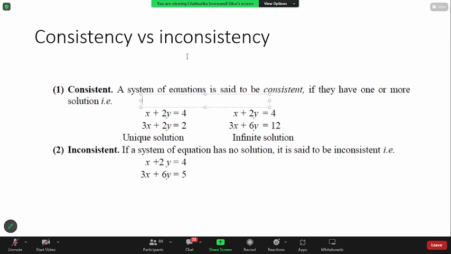Any other answer? One is saying x equals 2 and y equals 1.